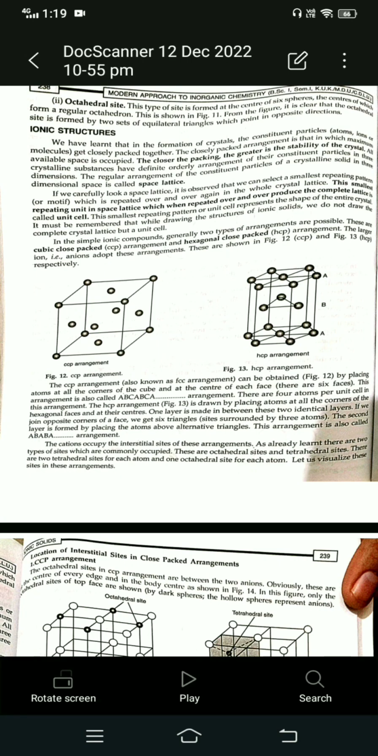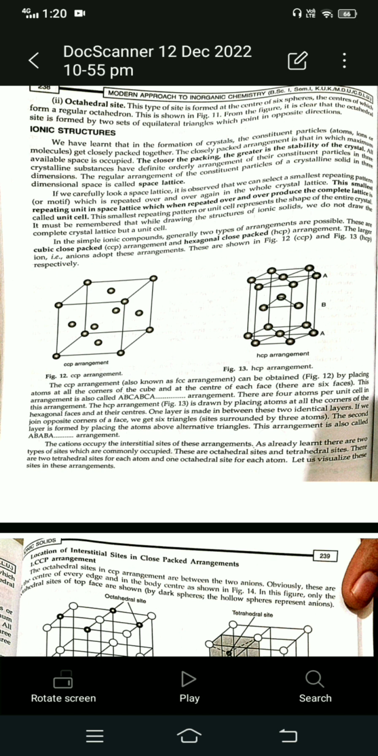Structures. We have learned that in the formation of a crystal, the constituent particles get closely packed together. The closely packed arrangement is that in which maximum available space is occupied. The closer the packing, the greater is the stability of the crystal. All crystalline substances have a definite orderly arrangement of their constituent particles in three dimensions. The regular arrangement of constituent particles of a crystalline solid in three-dimensional space is called space lattice.